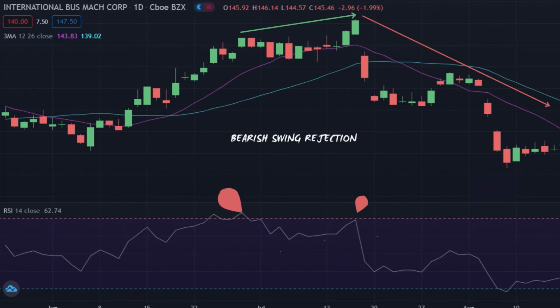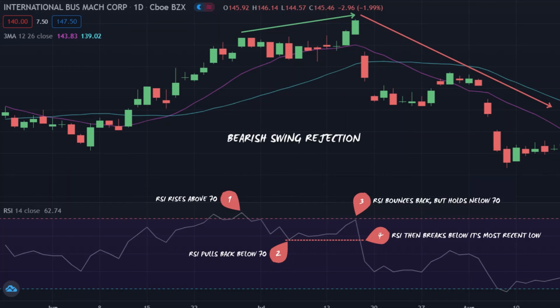A bearish swing rejection can be seen in the chart shown here. Notice that the RSI moves above 70 into overbought territory. Then the RSI pulls back below 70. Next, the RSI bounces back, but it holds below 70. And finally, the RSI breaks below its most recent low, which produces the potential sell signal.